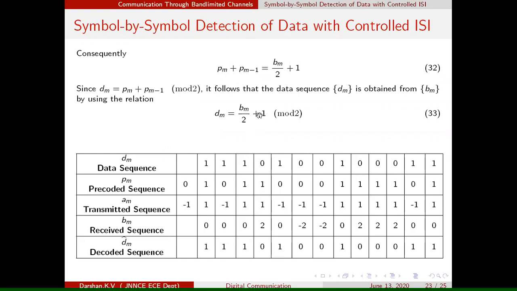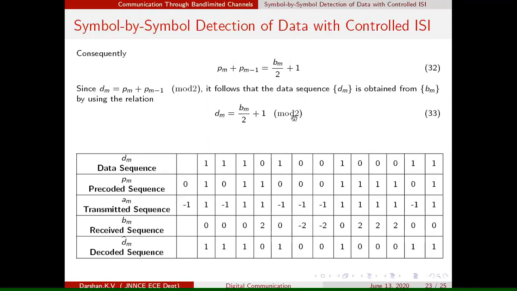Since we are working with binary data, whenever you are performing addition and other operations, you should use the modulo 2 operation. What is the modulo 2 operation? Basically, it is XOR. But I will tell you how to solve equation number 33 by this example. Now, just observe equation 33. How will you interpret this equation 33?